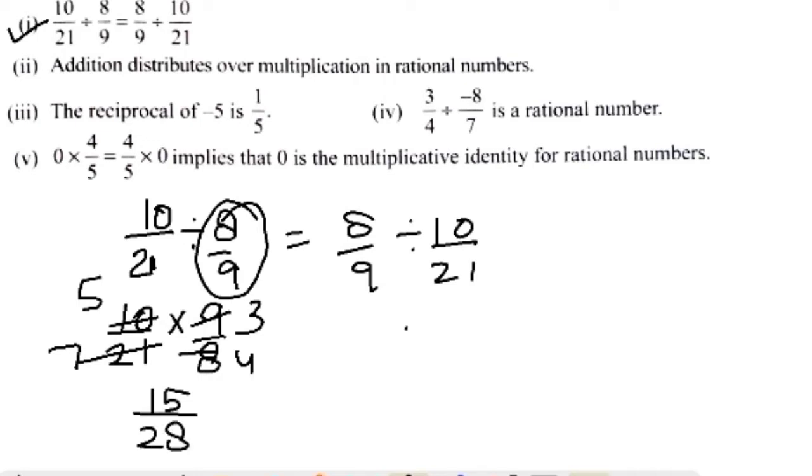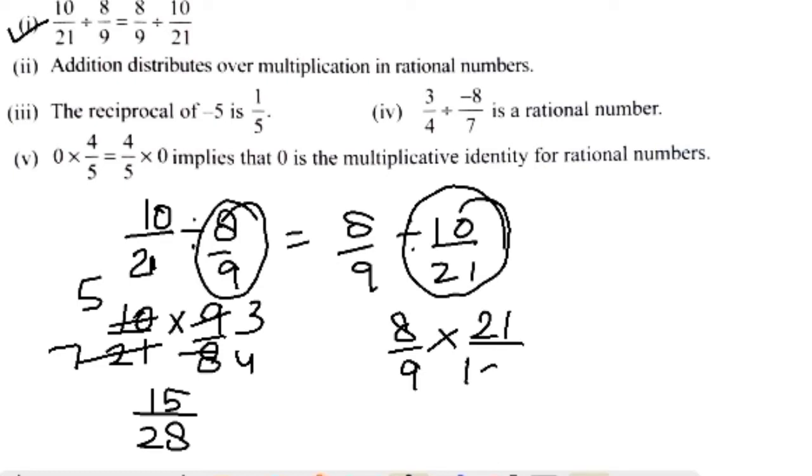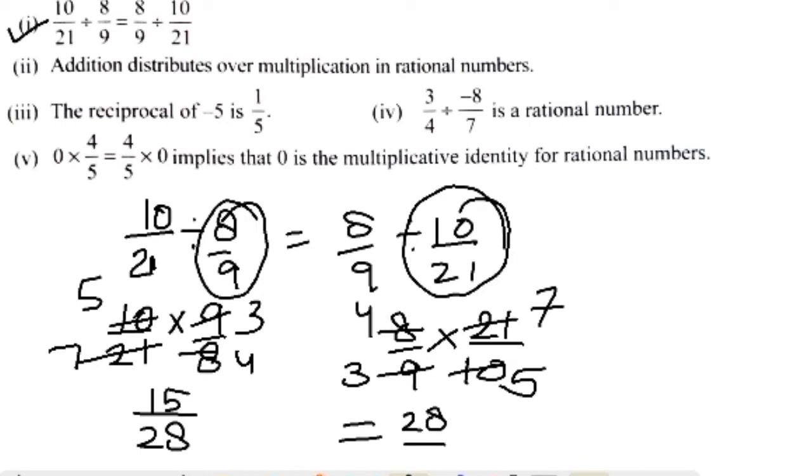On the right hand side, 8 upon 9 multiply, write its reciprocal, 21 upon 10. 3 3s are 9, 3 7s are 21, 2 5s are 10, 2 4s are 8. So what you have in the numerator? 4 multiply 7, which is 28, and 3 multiply 5 is 15. 15 upon 28 is not equal to 28 upon 15. But here they have given an equal sign, so this is false.